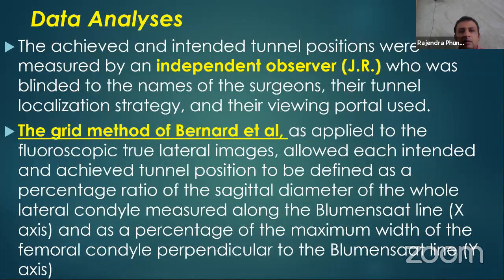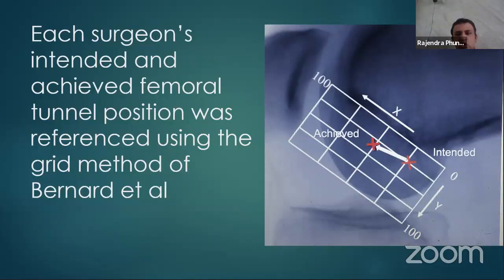How was the data analyzed? The achieved and intended tunnel positions were measured by an independent observer who was blinded to the names of surgeons, their tunnel localization strategy, and their viewing portal used. The grid method of Bernard was applied to the fluoroscopic true lateral image, allowing each intended and achieved tunnel position to be defined as a percentage ratio of the sagittal diameter of the whole lateral condyle measured along the Blumensaat line, which is the x-axis, and a percentage of the maximum width of the femoral condyle perpendicular to the Blumensaat line, that is the y-axis. This is a picture where the x-axis and y-axis have been shown, and they have marked an intended and the achieved position of the femoral tunnels.